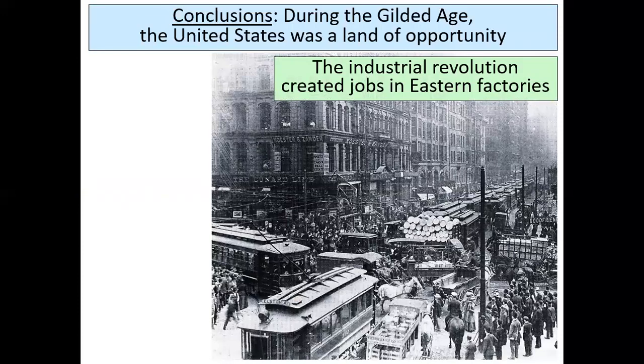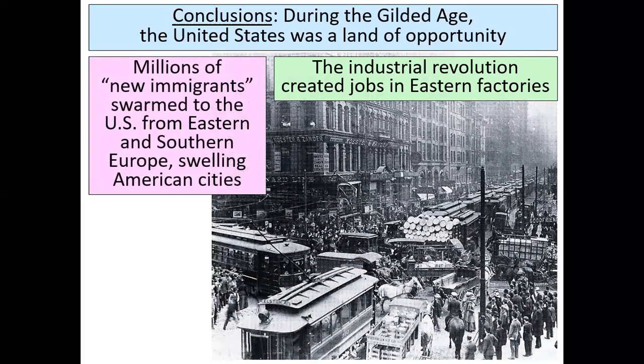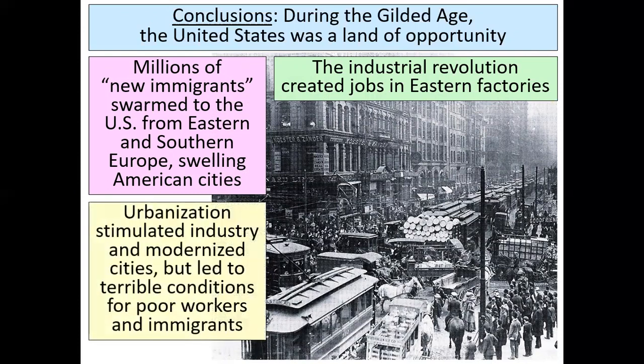Now, conclusion. We see a huge increase in Eastern European immigrants during this time looking for a better opportunity at life. And the Industrial Revolution created jobs for them to come to America and to help build this country. These new immigrants swarmed. A lot of them, like I said, came from Eastern and Southern Europe. It caused urbanization and a very crowded city situation. However, it stimulated industry. We get a modernized city landscape. We get skyscrapers, we get trolleys. Eventually, we're going to get stoplights and street signs and things of that nature.